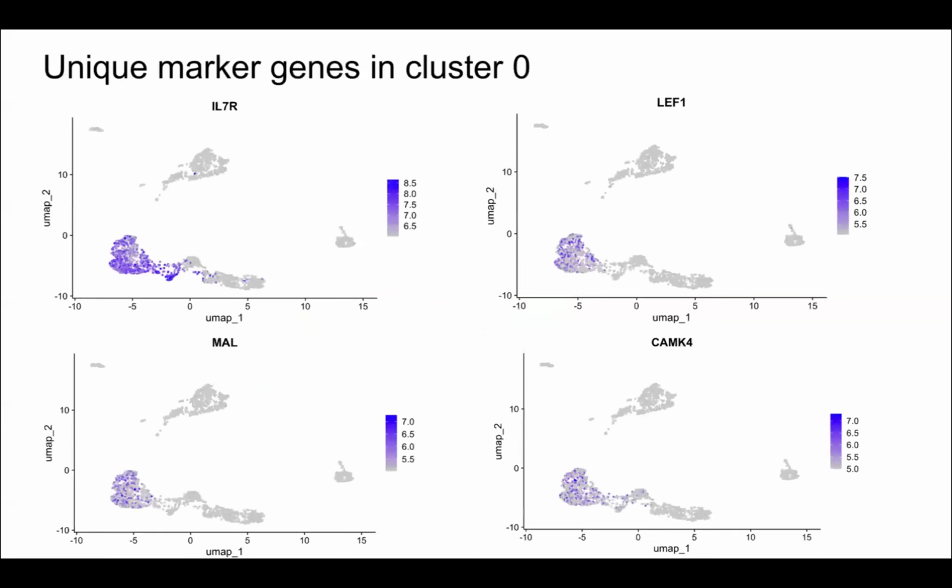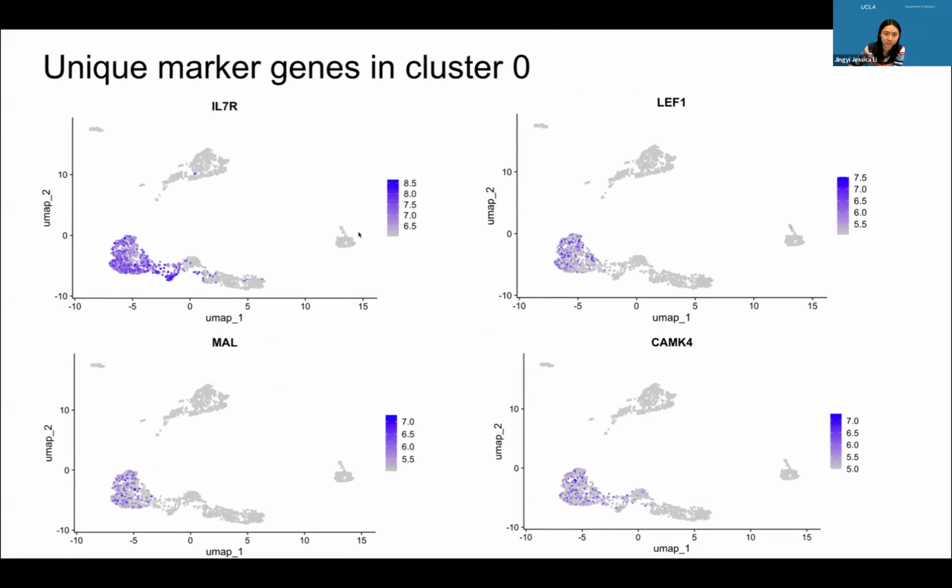And with that, I also did the find all markers, and here is an example for cluster 0. After I did the find all markers, I filtered to only include unique markers, so the marker genes unique to different clusters. I also only include the markers that are significant, by keeping only those with p-values less than 0.05.